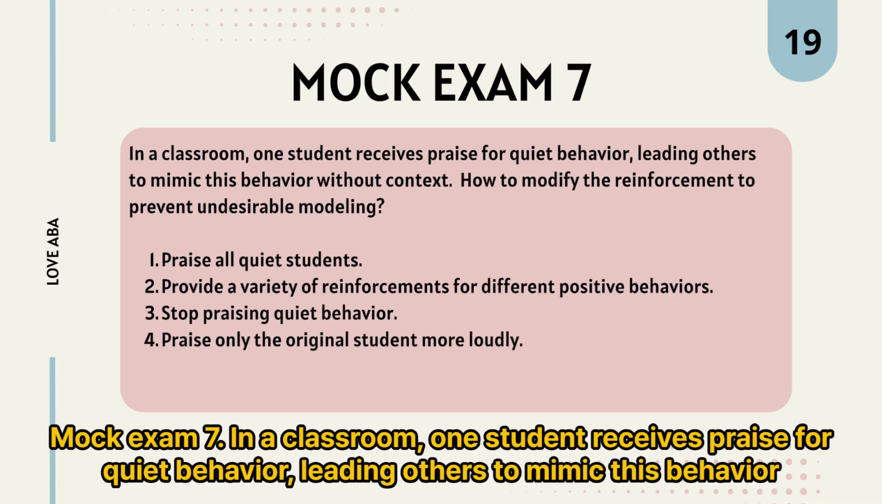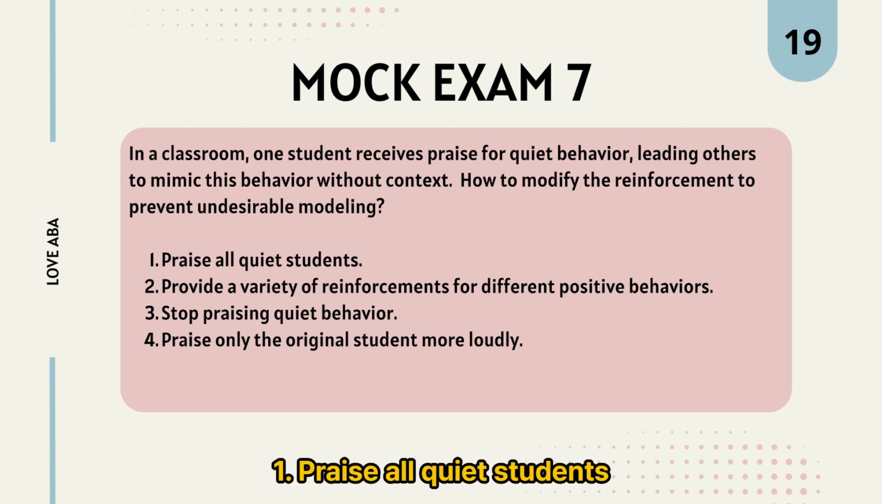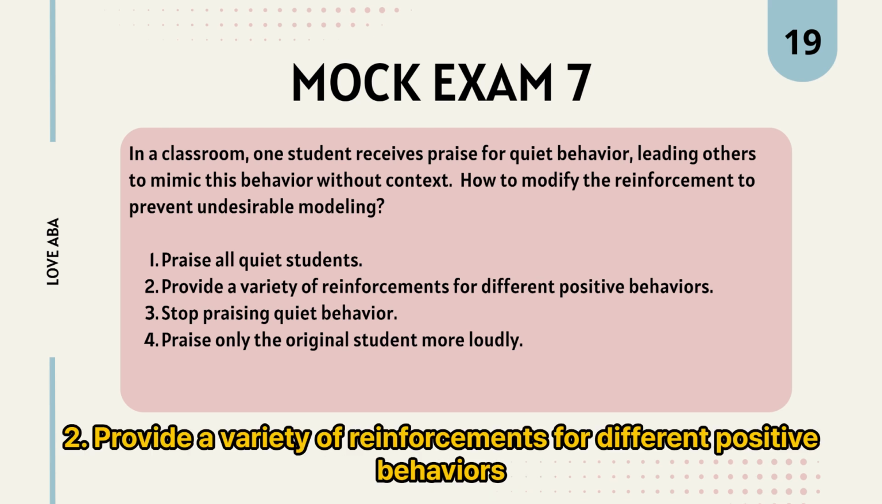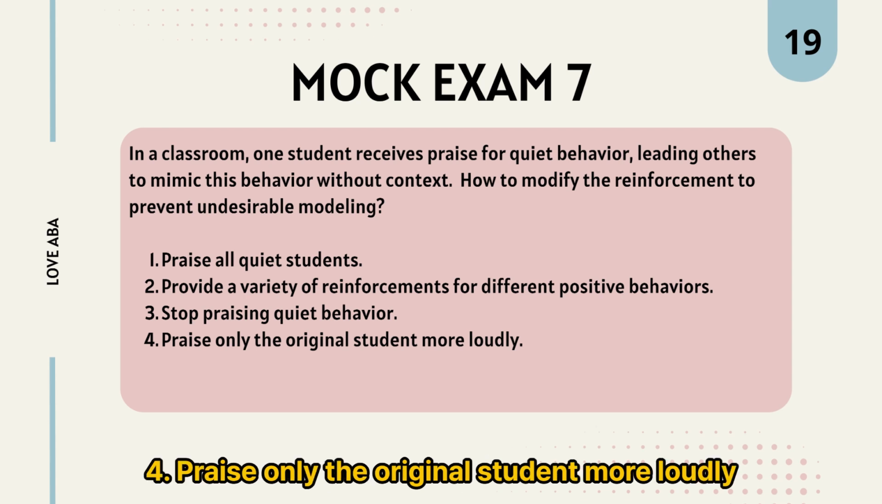Mock Exam 7. In a classroom, one student receives praise for quiet behavior, leading others to mimic this behavior without context. How to modify the reinforcement to prevent undesirable modeling? 1. Praise all quiet students. 2. Provide a variety of reinforcements for different positive behaviors. 3. Stop praising quiet behavior. 4. Praise only the original student more loudly.